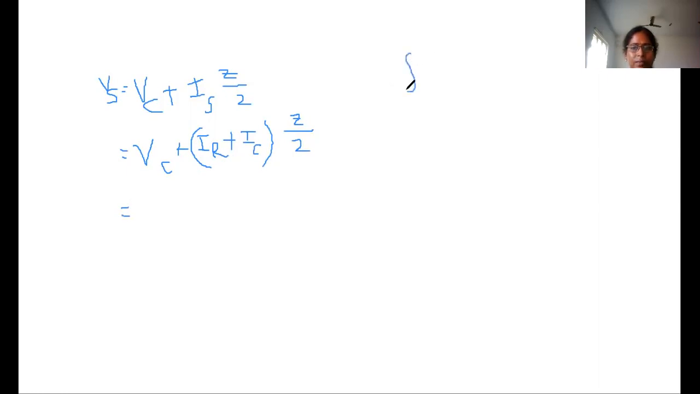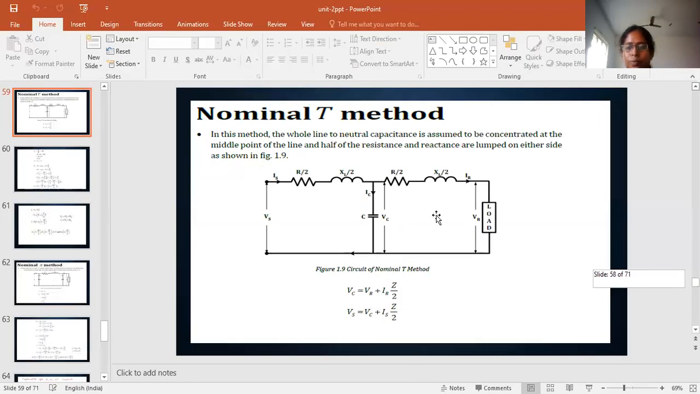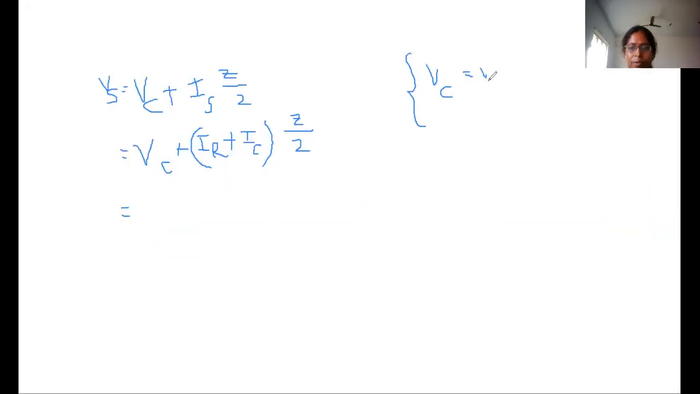Okay, so we know the Vc value. From the circuit diagram, Vc equal to Vr plus, here the flowing current is Ir, Ir into Z by 2. Vc equal to Vr plus Ir into Z by 2.